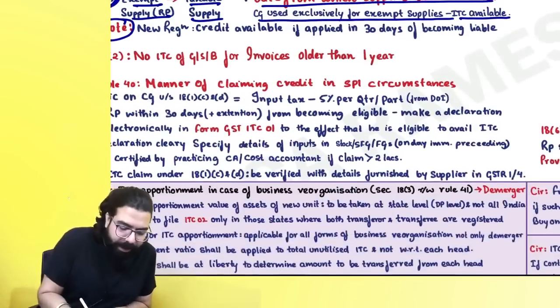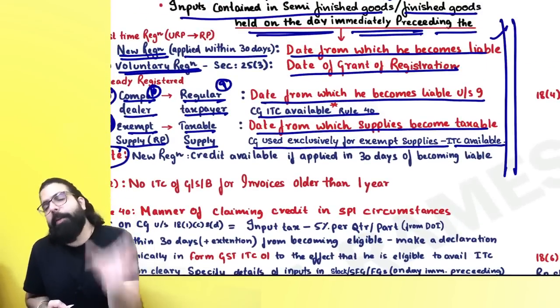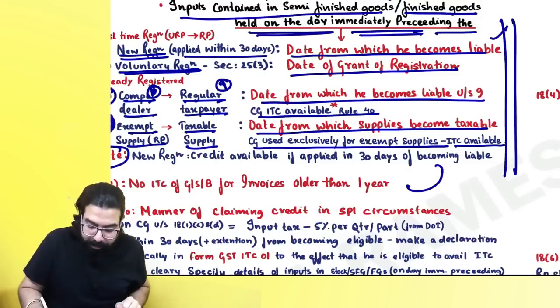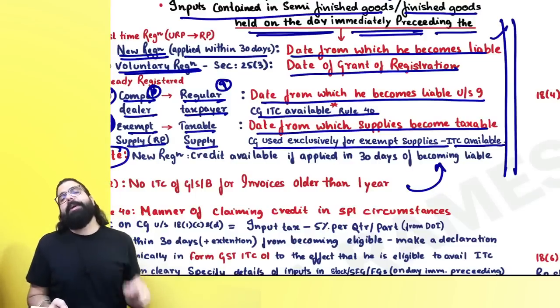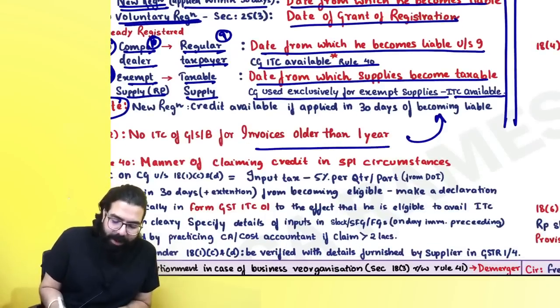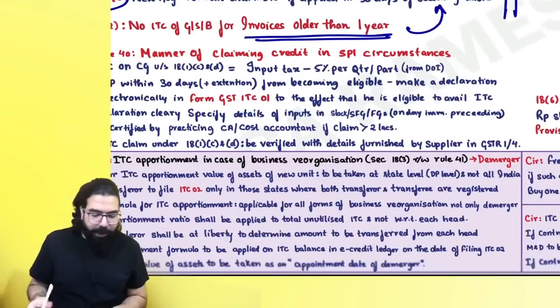The next one over here is 18(2). Whenever in special circumstance, you are taking input or capital goods ka credit, remember, only in special circumstances, when you are taking capital goods and inputs ka credit, you will not be able to take if invoices are older than 1 year. Invoices older than 1 year, you will not be able to take the credit.